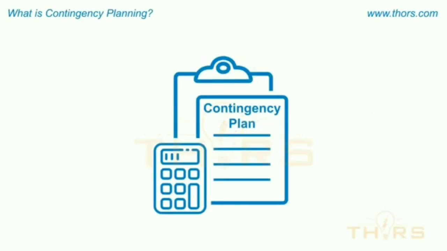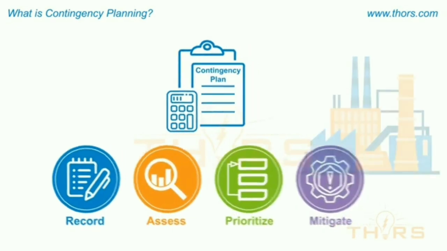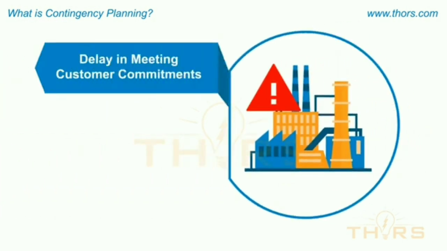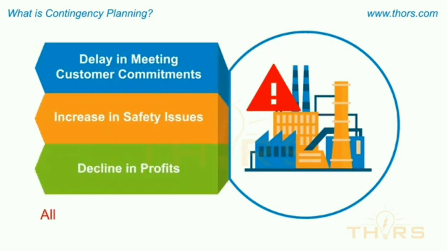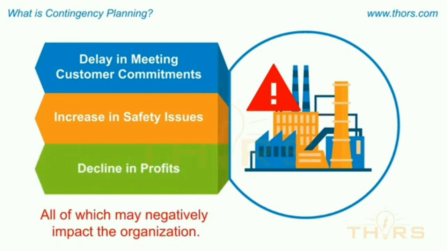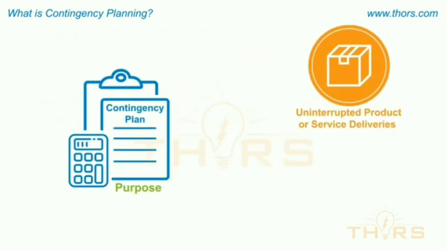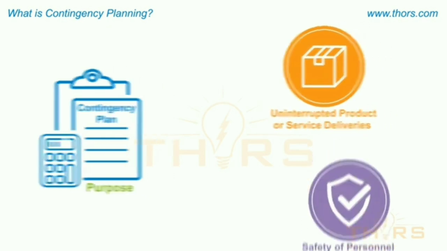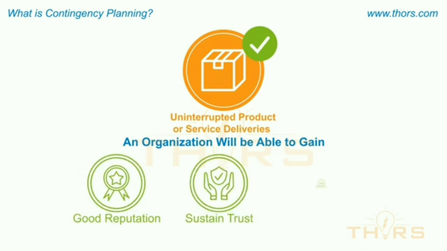A contingency plan is designed to record, assess, prioritize, and mitigate potential risks that may cause adversities to an organization. Examples of such adversities include delay in meeting customer commitments, increase in safety issues, and decline in profits, all of which may negatively impact the organization. The purpose of a contingency plan is to ensure uninterrupted product or service deliveries, as well as safety of its personnel and infrastructure. By ensuring uninterrupted product or service deliveries, an organization will be able to gain good reputation, sustain trust, and maintain business continuity.